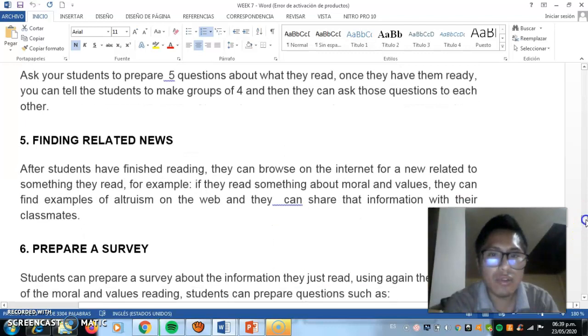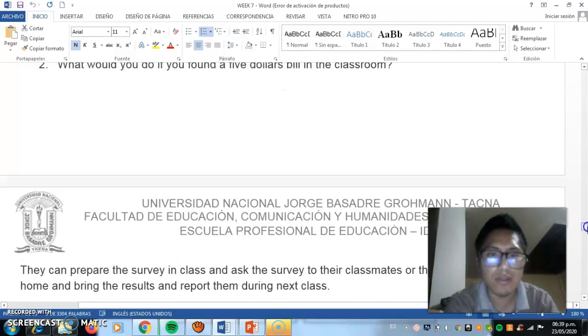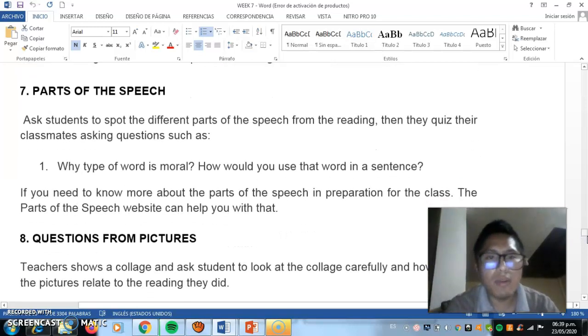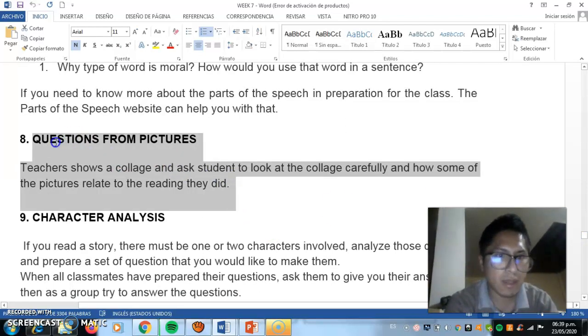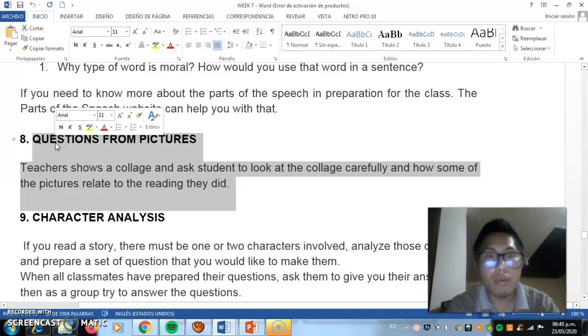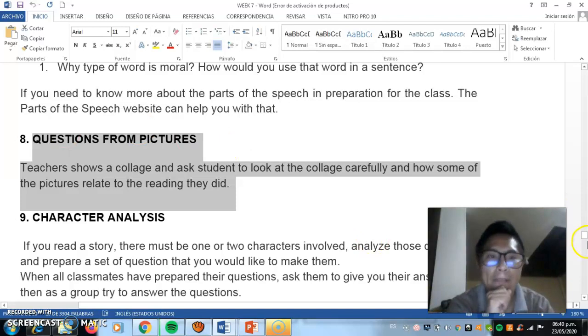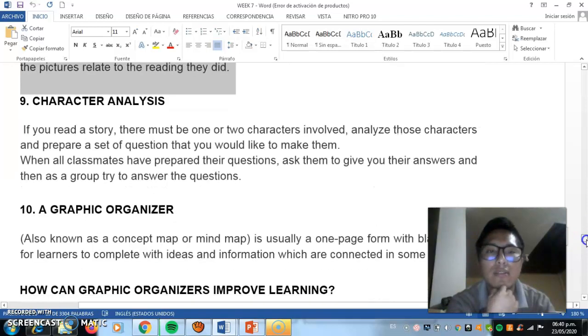Finding related news. Okay. Prepare a survey. Yes, that's very true. You can use some technology resources to apply this. Parts of speech. Yes, of course. Now, what type of words? The moral. Would you use that word in a sentence? Oh, that's very nice. Questions from pictures. Okay, this idea is much about predicting, inferring what will happen if the main character does that, something like that, some prediction. It's interesting indeed. Character analysis, yes, it's true. We have to focus on the characters.